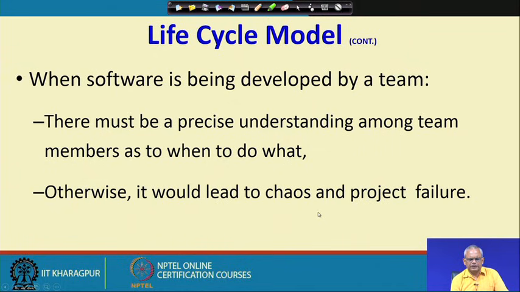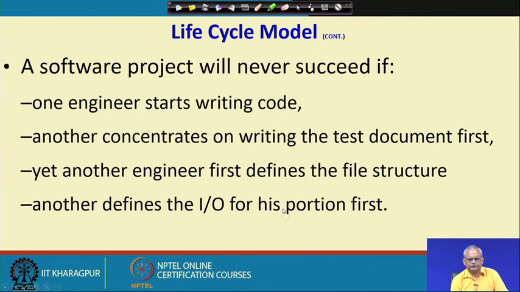In team development, there must be a precise understanding among the team members of who will do what, when, what is expected from a team member, who will supply that, and so on. Without such a disciplined life cycle model, there can be chaos and project failure.